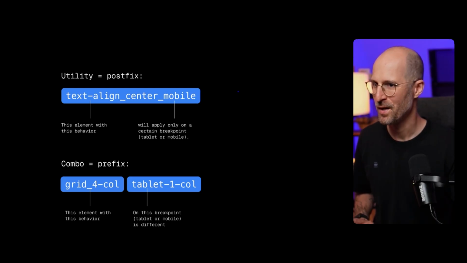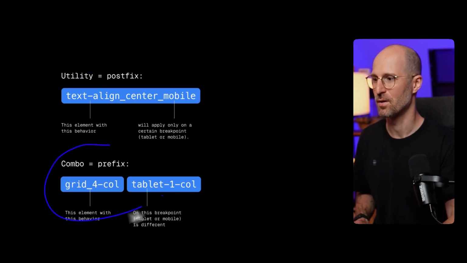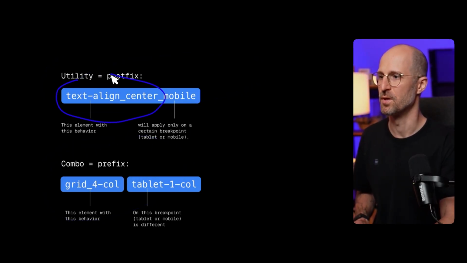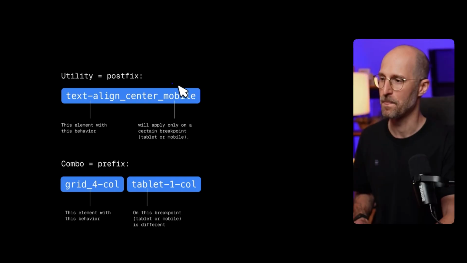And to avoid any confusion, let's actually understand two concepts here. So there is a utility postfix and combo prefix. What does it mean? If you want to set a specific property only on mobile, but on desktop it's going to be different, you would set it even on the main class, and you would say that text align center is going to be applied on mobile, but on tablet this is default.